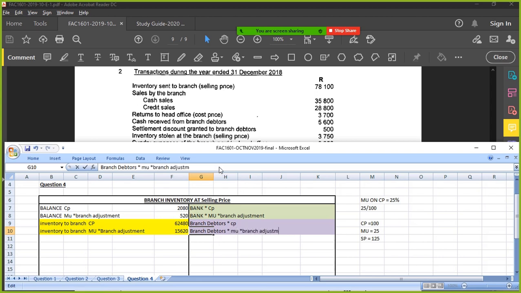Branch adjustments. So you can just show one figure. I prefer showing it separate because obviously if it's at selling price, it's going to be cost plus markup. So in this case, you had sales of 35,800, and then you had 28,800. Am I using the right markup? Yeah, 25%. That's right.